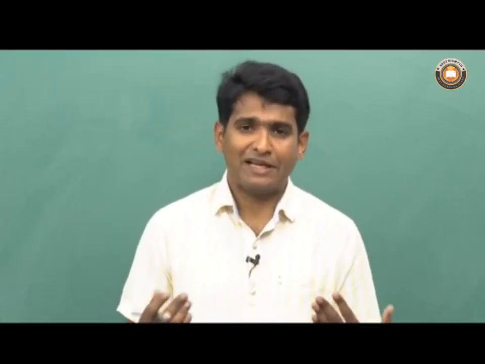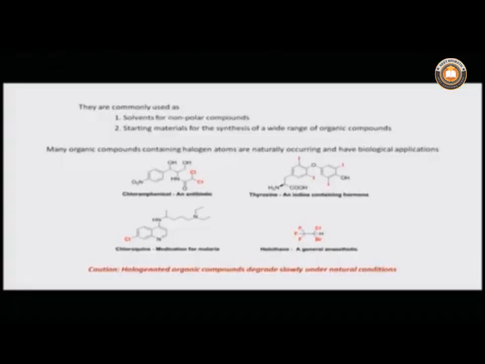Or just to say halogen containing organic compounds and so on. So I have a few examples listed here. You would find that these are also some of the examples in your book, mentioned as organic compounds that contain halogen atoms.